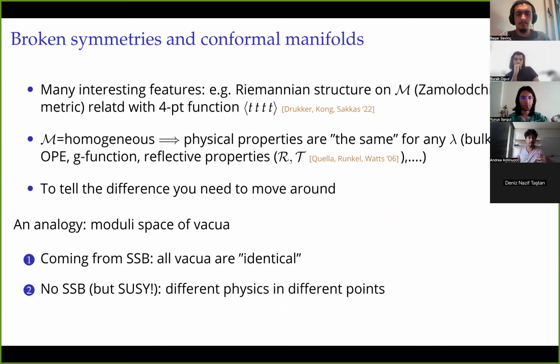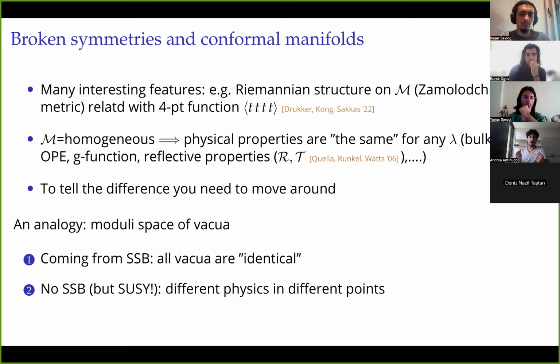But on the other hand, in a certain sense, quote unquote, these conformal manifolds are sort of trivial, in the sense that each point in a conformal manifold is sort of physically indistinguishable.